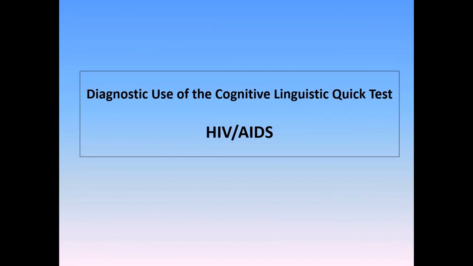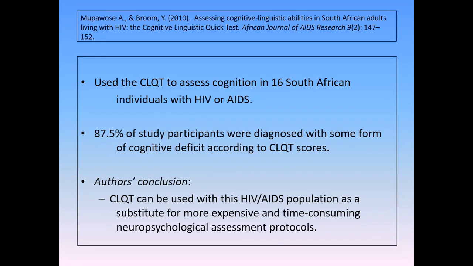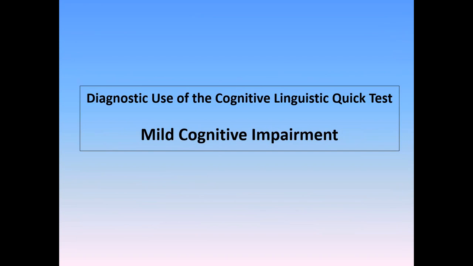Okay, using the Clickit with HIV and AIDS, I found one study, and this one was in South Africa. Mupawazi, I hope I'm saying it right, and Broom used the CLQT to assess cognition in 16 South African individuals with HIV or AIDS. And using the Clickit, 87.5% of individuals were diagnosed with some form of cognitive deficit. And so they conclude, like Pear shows, that you can use the Clickit with a population, and in this case HIV, as a substitute for more expensive and time-consuming neuropsych protocols, or, you know, large batteries.